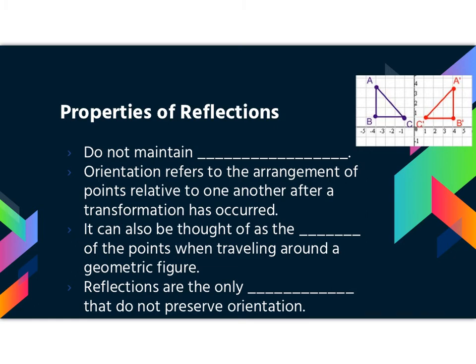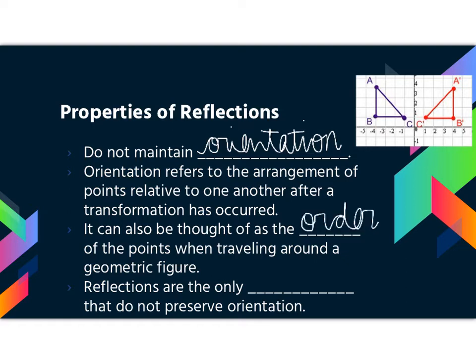Reflections do not maintain orientation. Orientation refers to the arrangement of points relative to one another after a transformation has occurred. It can also be thought of as the order of the points when traveling around a geometric figure.